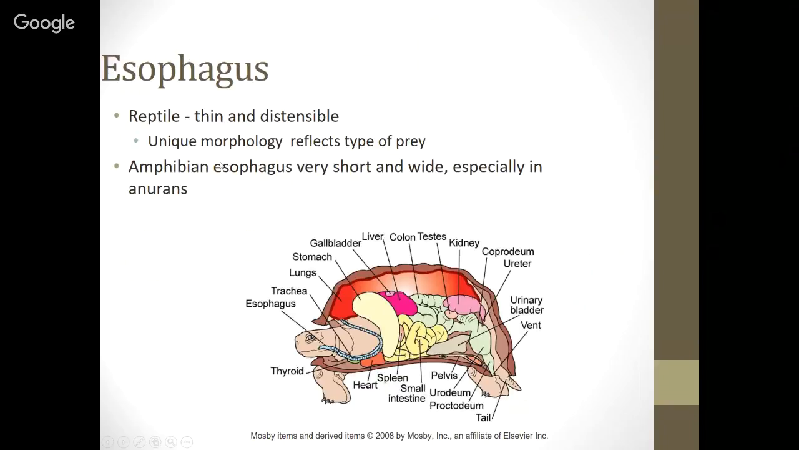All right, digestive system. Further on, we're talking about the esophagus. The reptile has a thin and very distensible esophagus. There's unique morphology to each species. It just reflects what type of prey they may be eating. The amphibian esophagus is very short and wide, especially in anurines, toads or frogs. So here is the esophagus in the Chelonian going into the stomach. Here's the trachea, which is much longer and curved, going into the lungs.